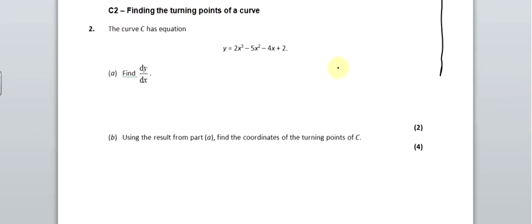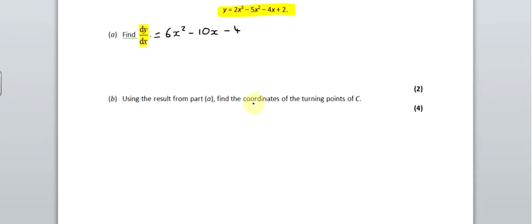So, the C2 question, the turning points of a curve. We're given the equation of a curve, and we're asked to find dy by dx. So this is a nice 2-mark starter. They've pretty much put it in the right form for differentiating. So it's 6x squared minus 10x minus 4. And that gets you 2 marks, so pretty straightforward. Just make sure you remember differentiating it goes down, integrating it goes up.